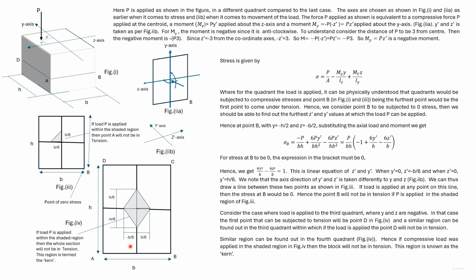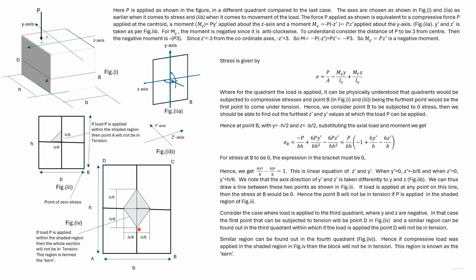Consider these 2 points, minus b by 6, 0 and 0, minus h by 6. We join these 2 points by a line. If the load is applied anywhere on this line, then the stress at C would be 0. If the load is applied anywhere within this region, then the stress on the whole section will be compressive.